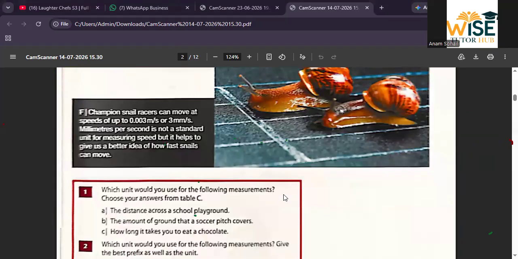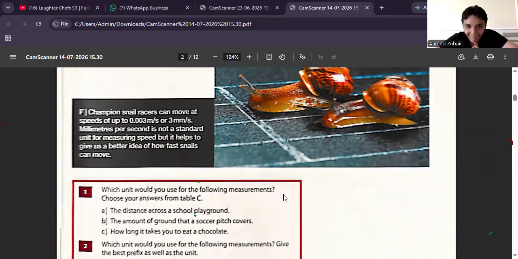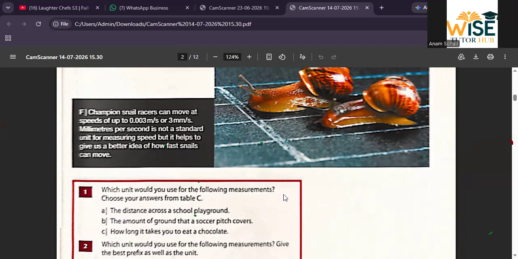There are champion snail racers. They're in the diagram. They are showing that champion snail racers can move at a speed of up to 0.003 meter per second or 3 millimeter per second, right? 0.003 means milli, 10 to the power minus 3. How would it be milli? Let us check it. Hurry up.